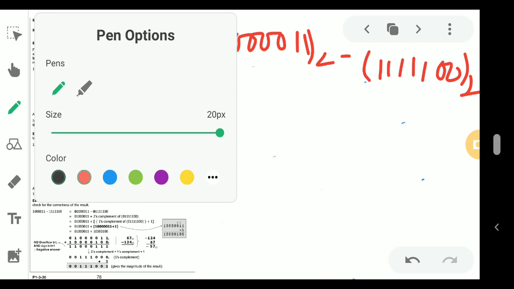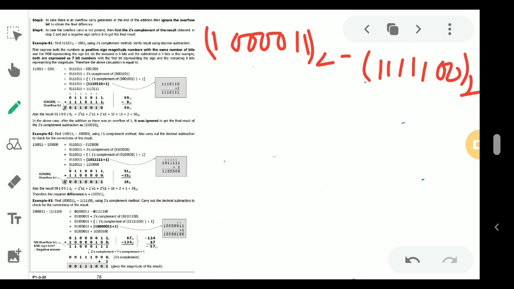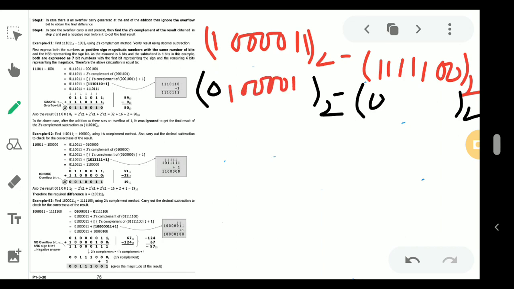So I'm putting 0. And now I'm adding the numbers. Okay, so this is the number. First step is over. Now we have to find out the 2's complement of the second number.